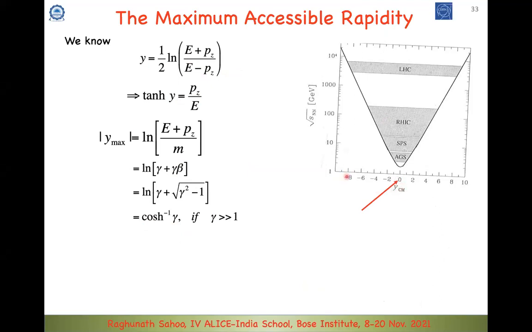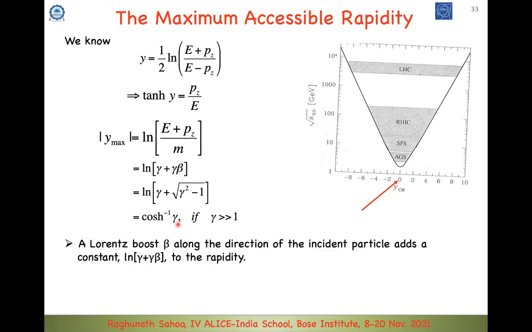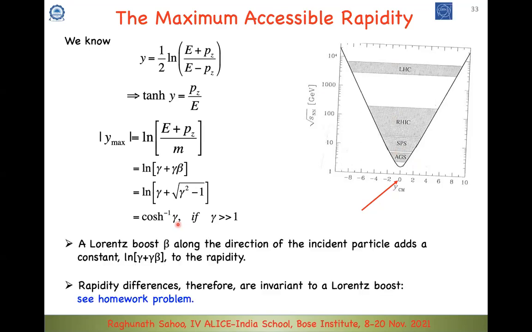And if you look at the energy availability, from very low energies to SPS, RHIC, and LHC, slowly your rapidity range, or accessible rapidity, is increasing, right? People who migrated from RHIC to LHC also know that earlier our kinematic plotting range was very small, and now it is higher and higher because of this formula, with higher gamma being available. The Lorentz factor is higher, or the energy, which is also related to the Lorentz factor, is higher. Okay, you can also show that rapidity differences are also Lorentz invariant.